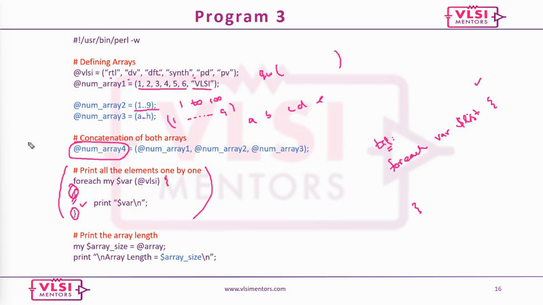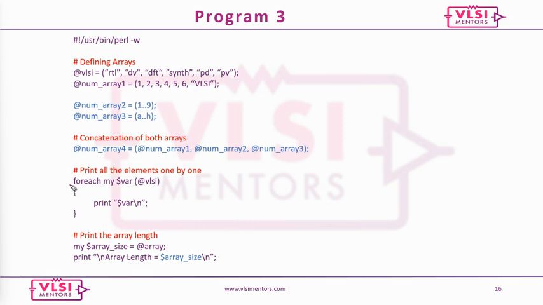So now to print each and every individual element, we use foreach. And here also I used my dollar var, and say this variable, say VLSI. Now when you try to print all of this, it would be printing RTL, DV, DFT, and synth, and each and every element would be printed in a separate line.